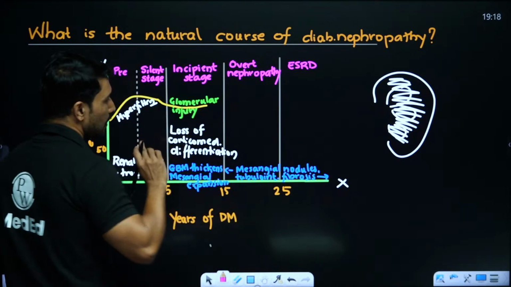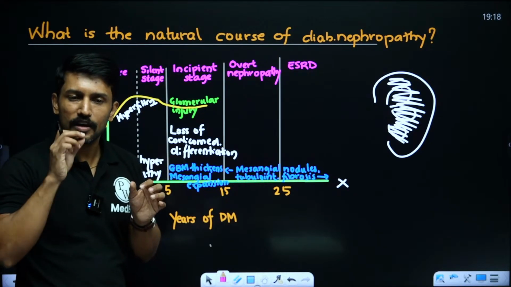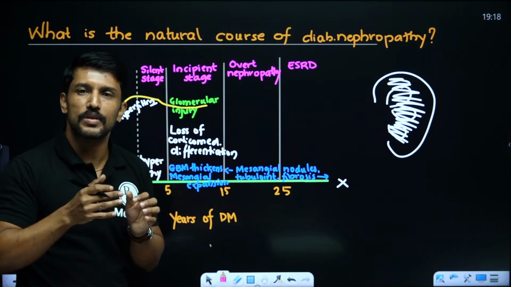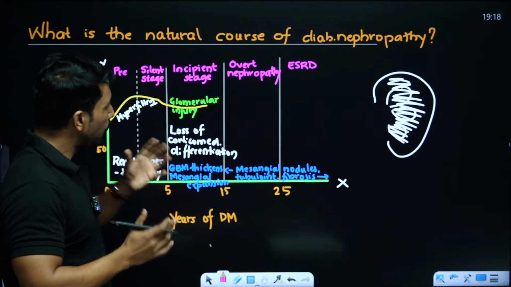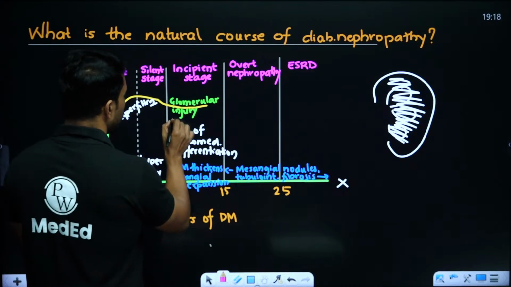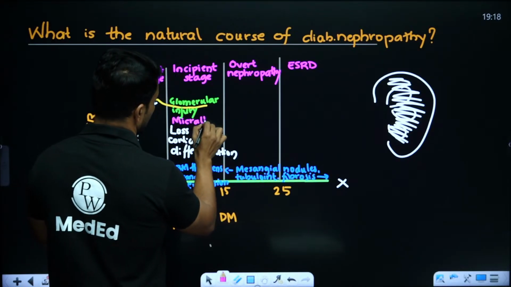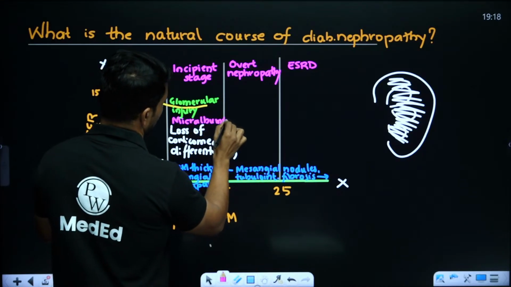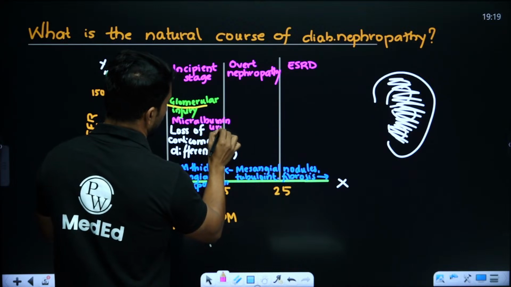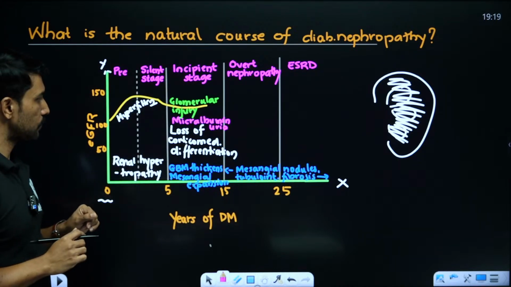What is that? Now I start filtering out albumin because glomeruli are injured. I start filtering out albumin and I start losing it in the urine. How much albumin I may be losing here? Very minimal. So that minimal albuminuria, we will call it as microalbuminuria. I start developing microalbuminuria at this stage, in the incipient stage.